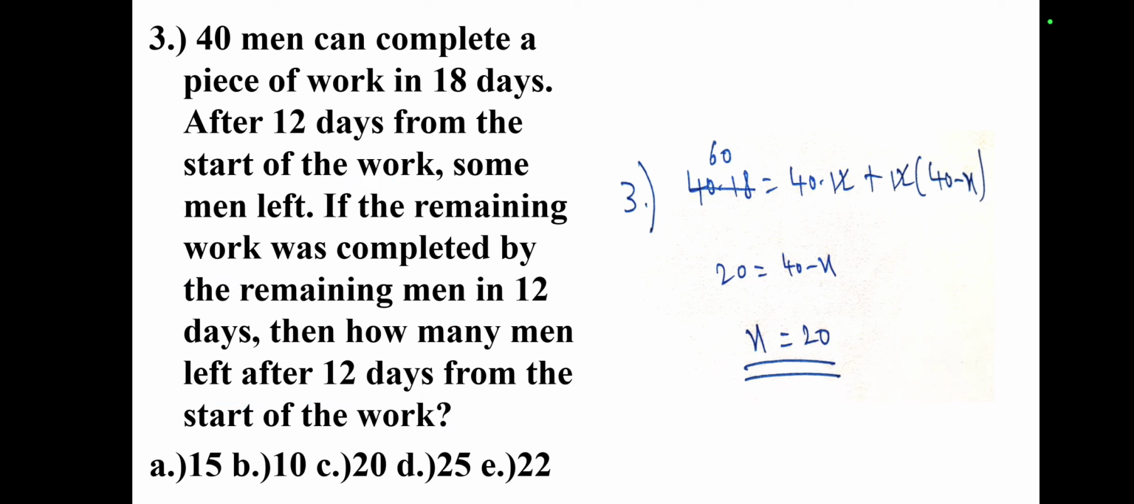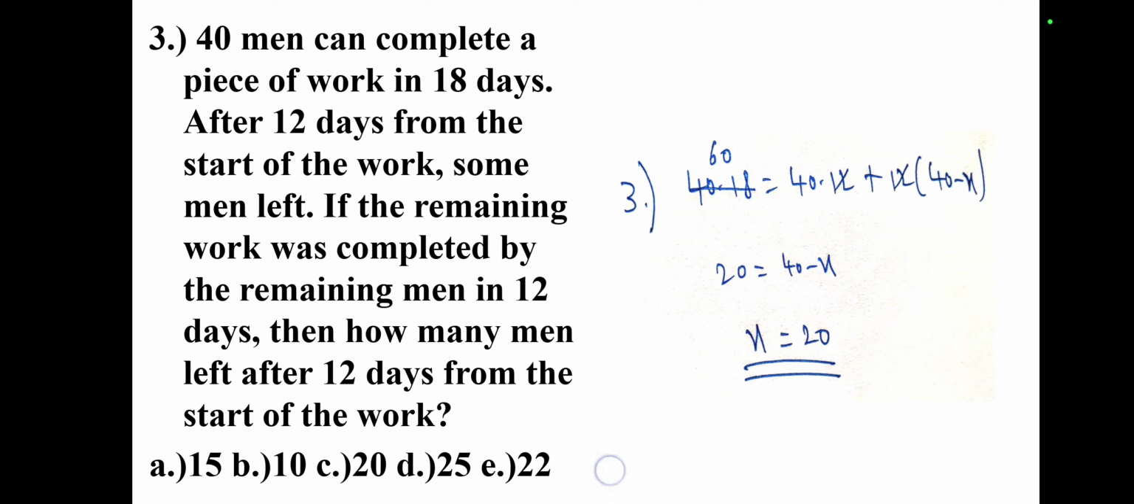It is given that 40 men can complete a work in 18 days. After 12 days, some men left. Let us consider x men left. Then the remaining work was completed by the remaining men in 12 days. We were asked to find out how many men left after the completion of 12 days from the start of the work. So on the left hand side we will take the completed work, and on the right hand side we will take the remaining work.